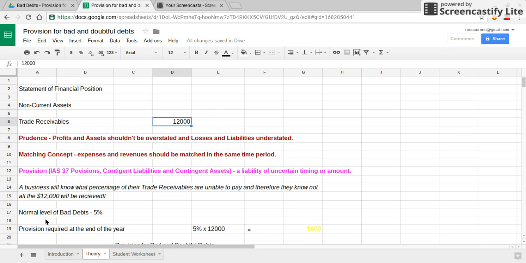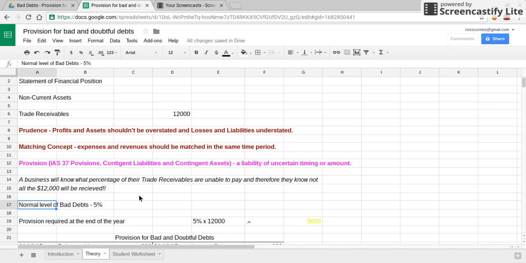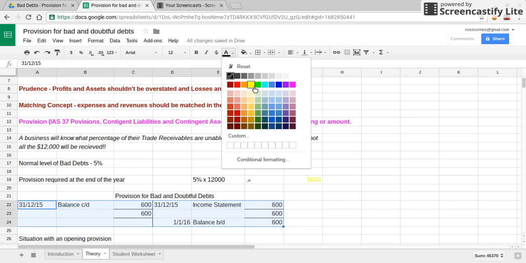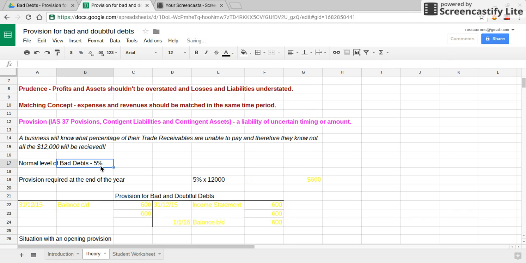And businesses can do that because they can use their past records. So it might be that normally they experience 5% of bad debts, for example. So the first thing we always need to do is calculate how much provision needs to be in the account. It's very simple because you'll be given the amount of trade receivables, and you'll also be given a percentage rate. That percentage rate normally stays at the same level, but might increase, for example, if we're going into a recession.